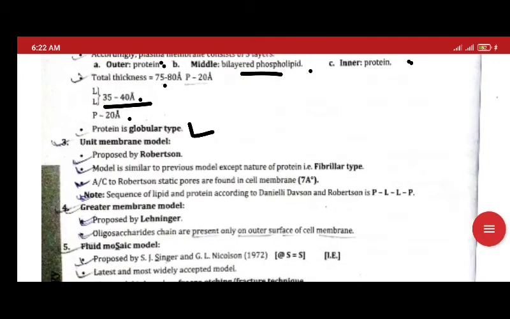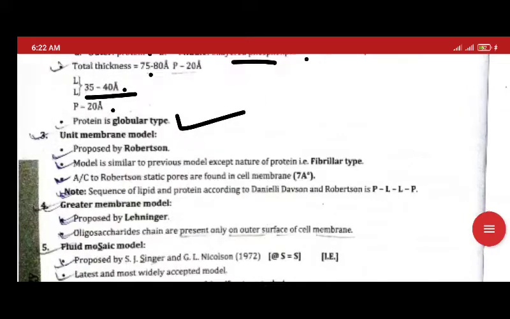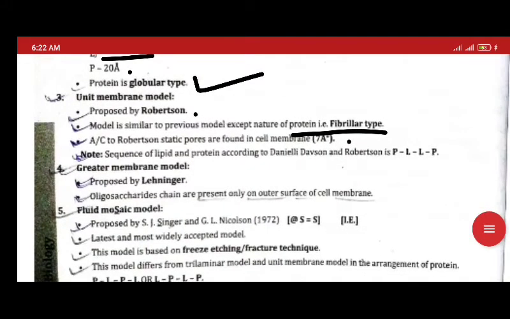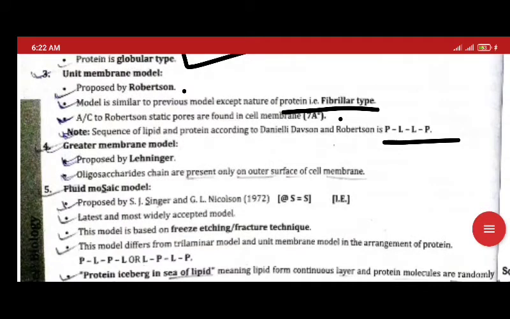Now protein can be globular and fibril. Now the unit membrane model is by Robertson. According to this, protein was fibril type. So here is the plasma membrane. His sequence was like this: outer protein, and between is the bilayer of lipid.